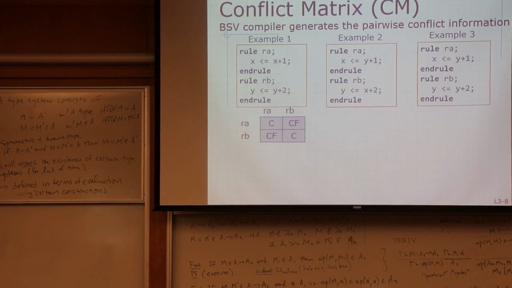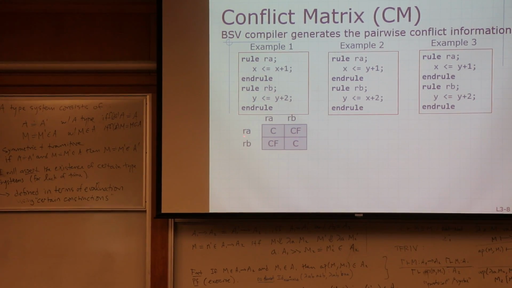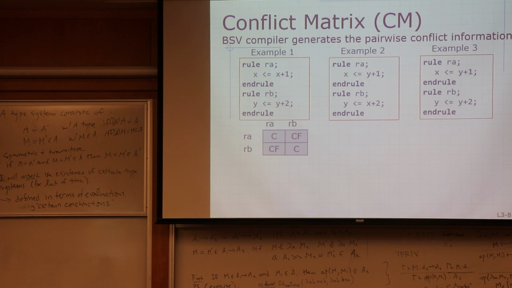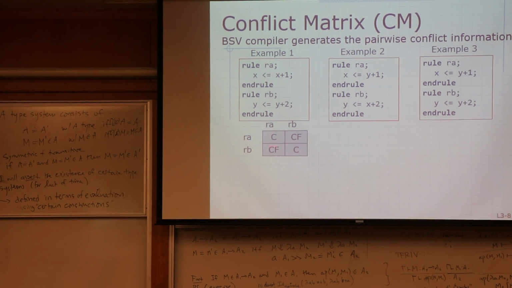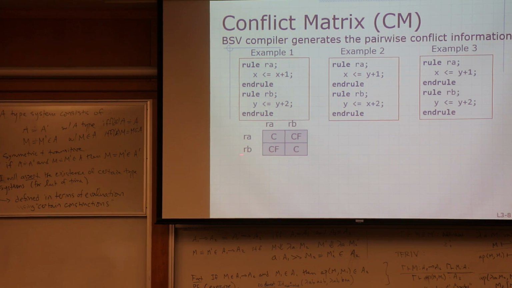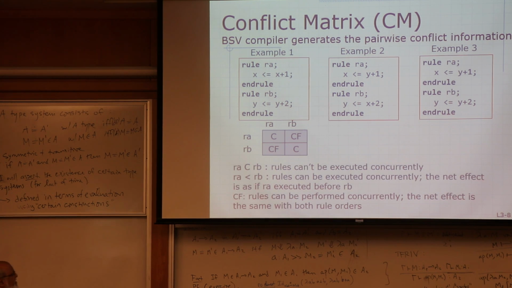RA, RB, RA, RB, so if I want to execute RA with RA, it will be a conflict. This is okay if RB can be executed before RA, but if RB and RB are executed, it will be a conflict, right? Rules can't execute concurrently. RA less than RB means rules can execute concurrently. The net effect is as if RA executed before RB, and similarly for the other sign.